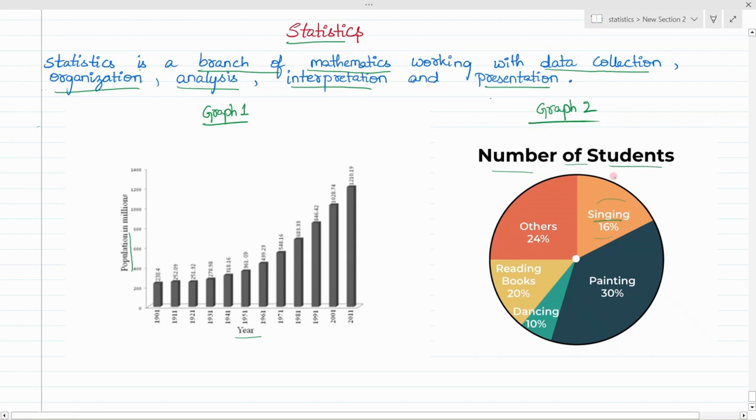This way we can analyze the students' hobbies, which makes it easier to assign them to annual day functions and the like. So statistics helps us to analyze and interpret the data, and we also need to present it in such a way that any person in the world can get the maximum output from the data. So let's get into the chapter.